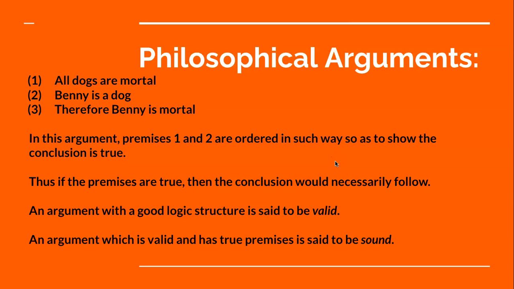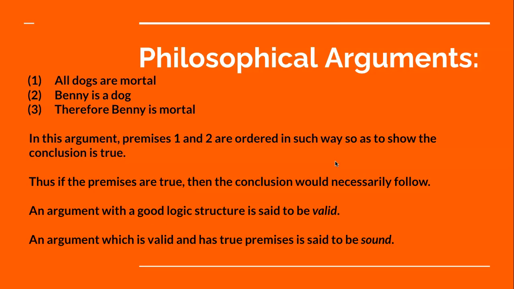In this argument, the premises are ordered in a specific way. They're ordered to show that the conclusion follows from the two premises. An argument that has a good logical structure, like the one we're looking at, is said to be valid. So validity concerns the structure of arguments. In addition, we can ask about the truth of the premises.